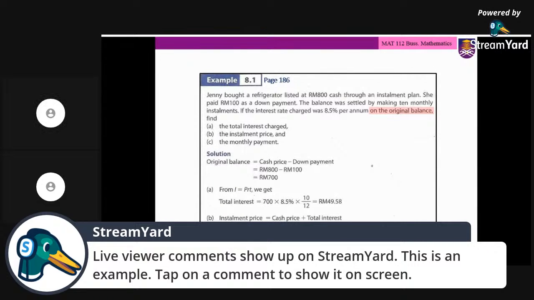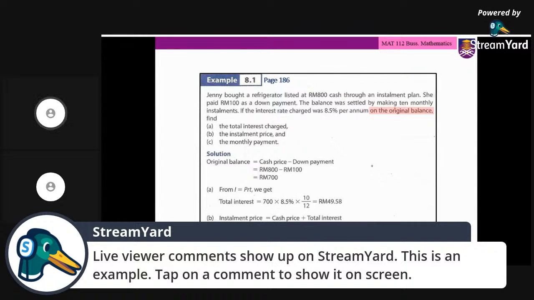Okay, so next we have another example. Okay, so this one is Jenny bought a refrigerator listed at 800 cash through installment. She paid 100 ringgit as a down payment. Okay, the balance was settled by making 10 monthly installments. Interest rate was 8.5% based on the original balance.